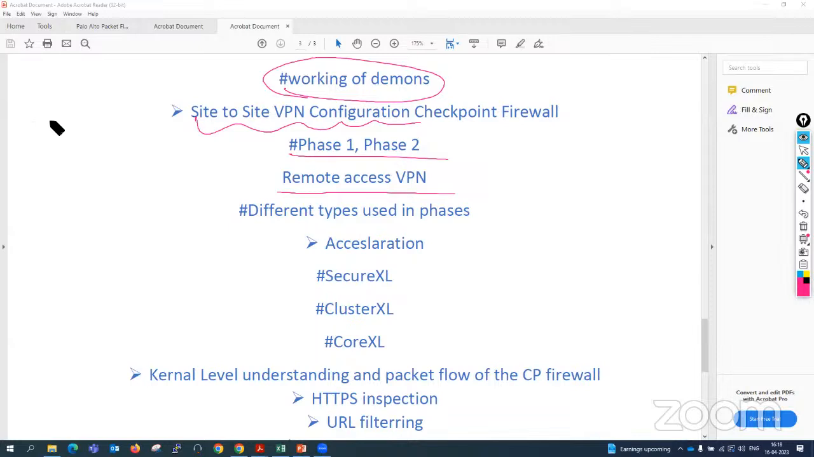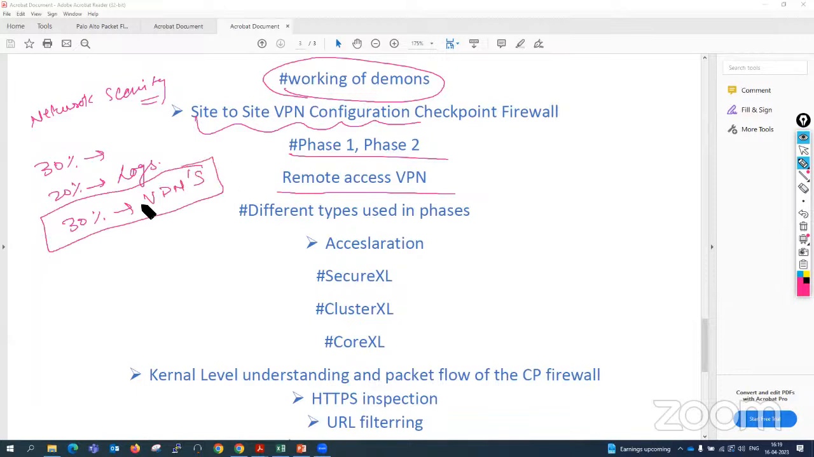If you ask me about the network security profile, I can say that if you are working in operations, 30% of your time you will be creating policies, 20% of your time you will be working with logs, and the remaining 30% you will be working with VPNs. So you can see how big a percentage the VPN section has. Whether you are learning Palo Alto, Checkpoint, or any technology, VPN is very, very crucial.